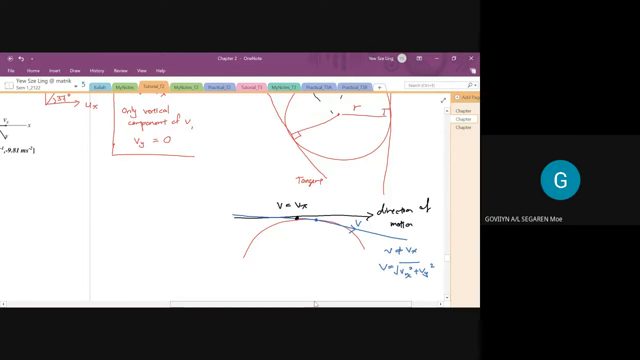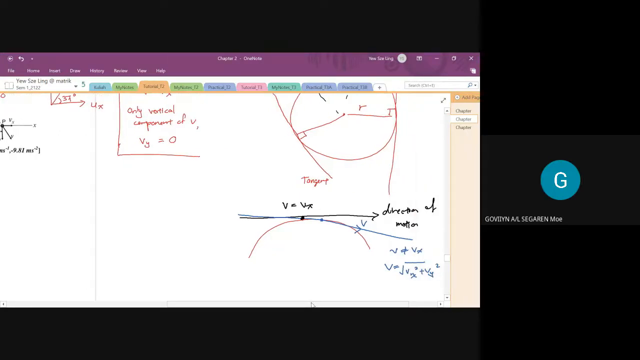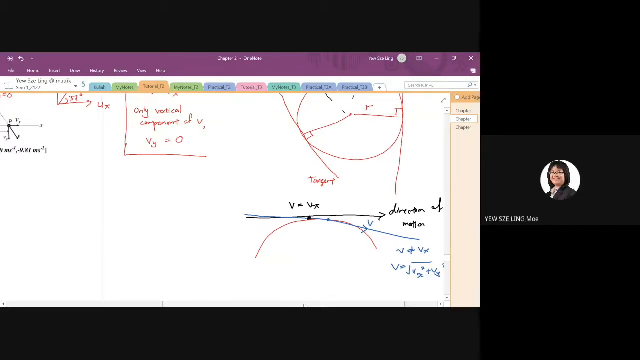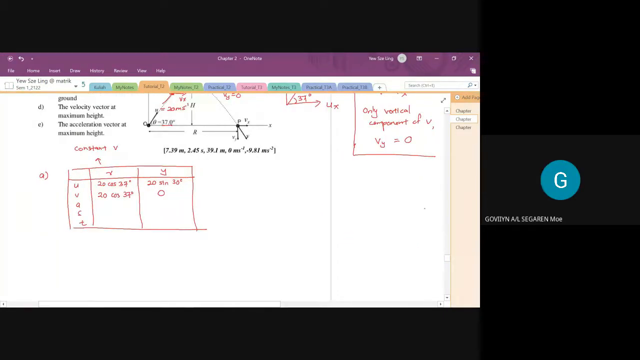Clear? So whenever it sits in a horizontal line, we always assume that V equals Vx, the horizontal component, whereas there's no motion vertically, so we assume that Vy equals 0. So this is how it works. Yep. Okay, clear.